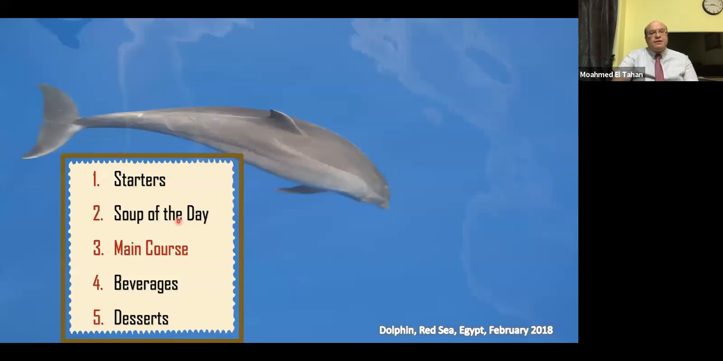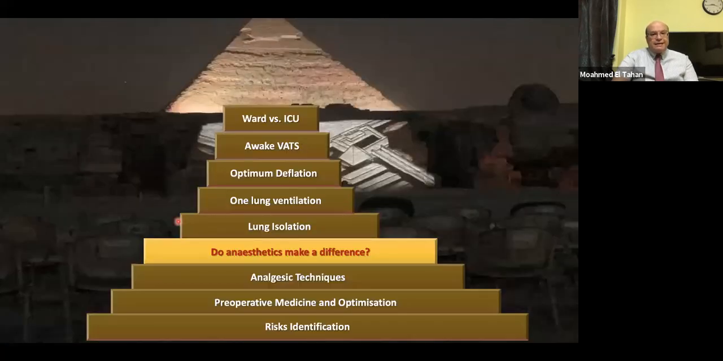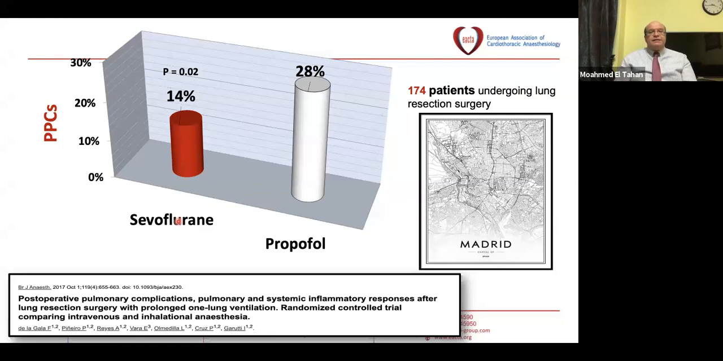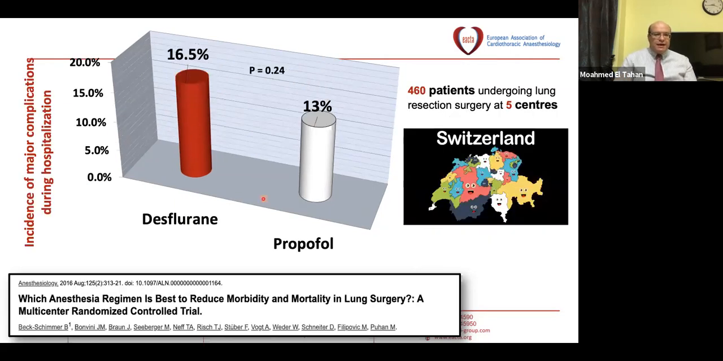The main course on the menu is the anesthetics. There is a debate whether the volatile anesthetics or total intravenous anesthetics like propofol could be associated with fewer postoperative complications. In this study, the use of sevoflurane was associated with 50% less incidence of PVCs after thoracic surgery. The incidence of major complications during hospitalization in this study was comparable between desflurane and propofol.